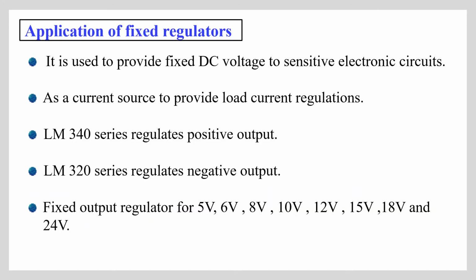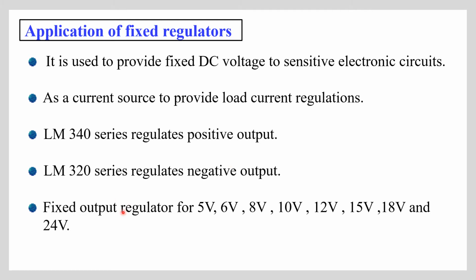Application of the fixed voltage regulator. It is used to provide fixed DC voltage to sensitive electronic circuits, and as a current source to provide load current regulation. The LM340 series regulates positive output, so it gives us the positive output, and the LM320 regulates negative output. So if you want negative output, you have to use the LM320 series.